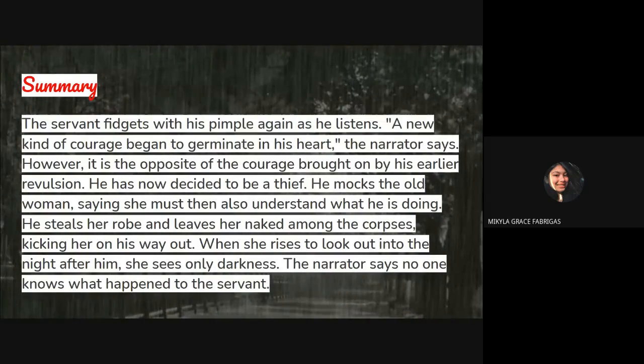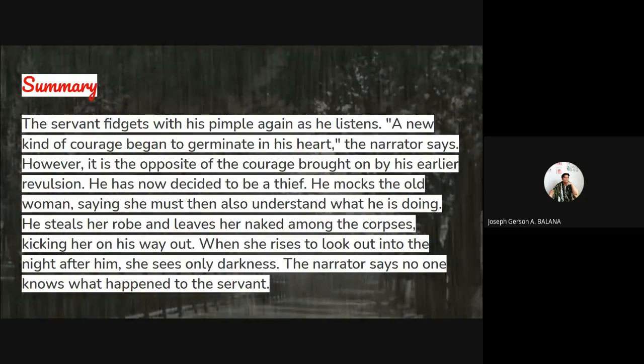So the servant now, because he was angry and he confronted the old woman, decides that he will become a thief, steals the robe of the old woman, leaves her naked, and then goes out of the Rashomon. And then, actually, that's how the story ended.